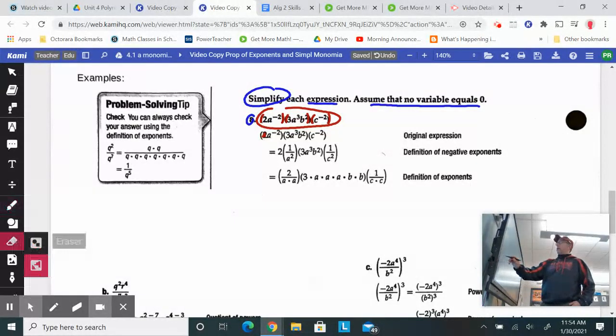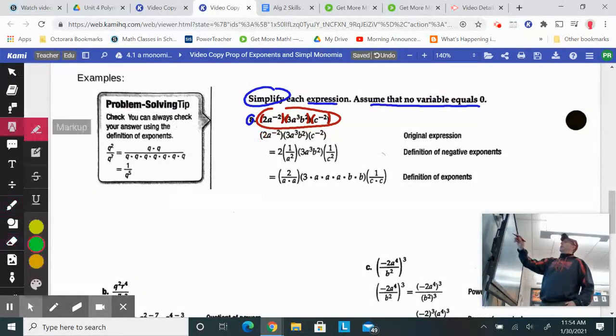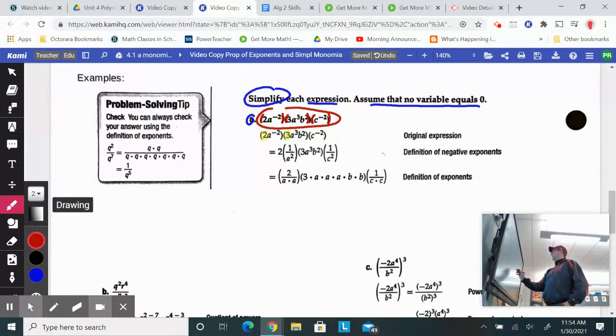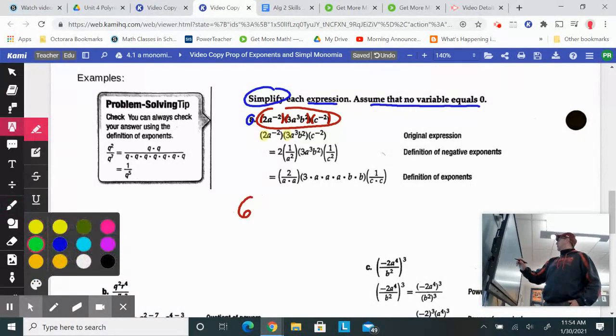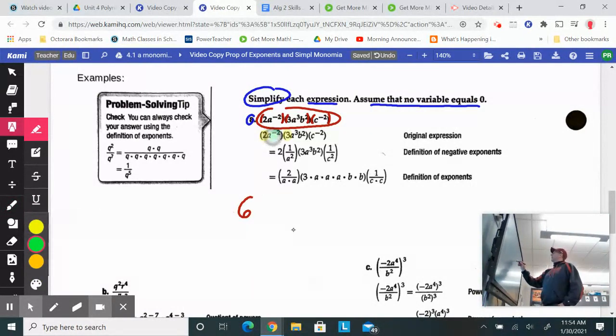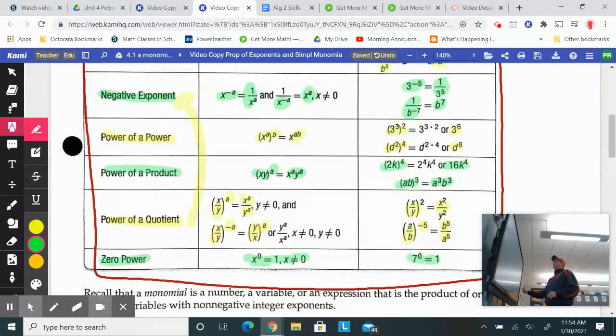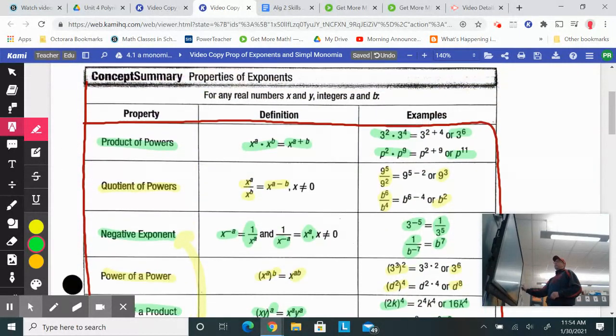I wanted to highlight it. Let me grab my highlighter tool here. You can multiply the 2 times the 3, and it'll give you 6. And you have a's. You have a to the negative second, a to the third. When you have the same base, just a reminder, when you have the same base and you're multiplying, that's the product of powers, you actually would add the exponents.